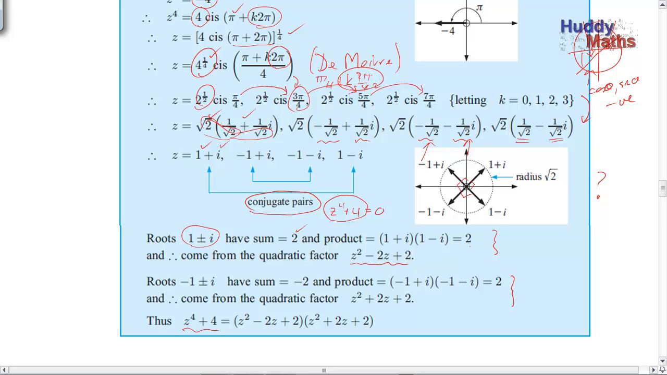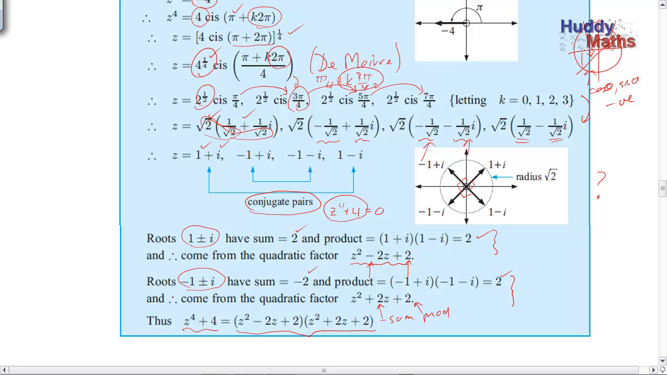They have a sum of 2 and a product of 2. So it's z squared minus the sum of the roots times z plus the product of the roots to get that factor giving rise to those roots. And the other one, this one here, negative 1, have a sum equal to negative 2 and a product equal to 2. So there is minus the sum of the roots in front of z plus the product of the roots. So overall, you have two real factors, both hiding a pair of conjugate roots there. Okay, magic mathematics, isn't it?